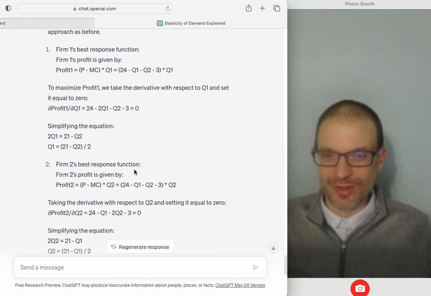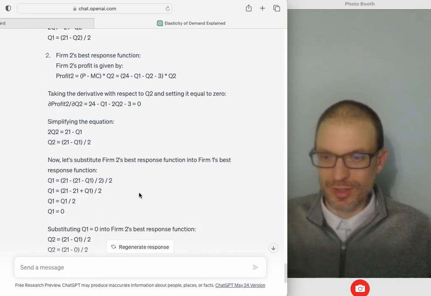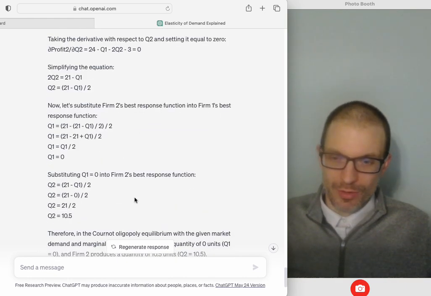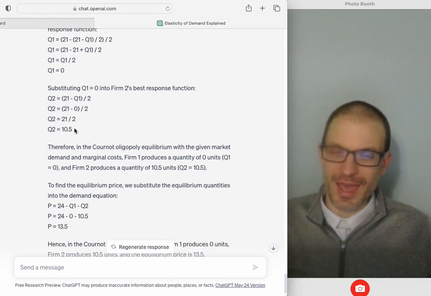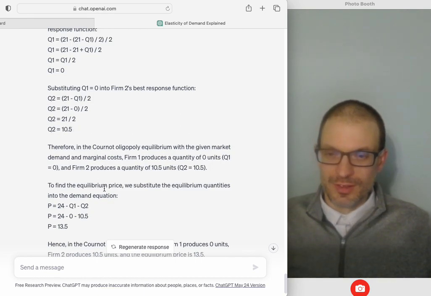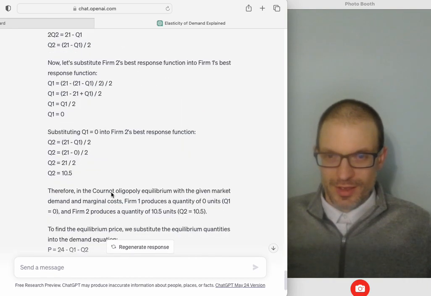What about ChatGPT though? Was ChatGPT able to do this? Oh, wow. Well, yeah, this is the monopoly. That's the monopoly quantity. So it's not right.